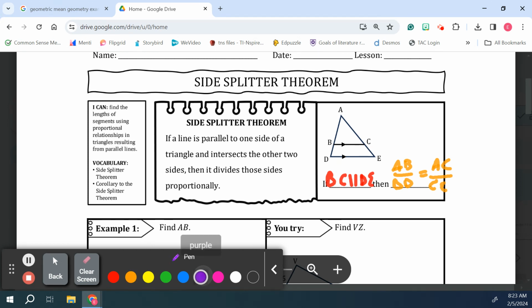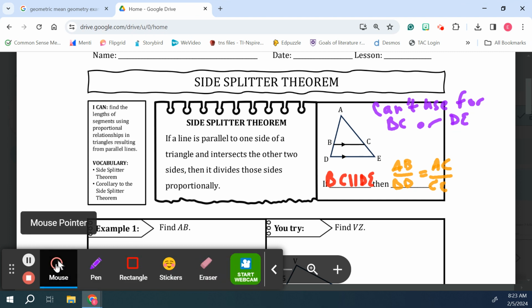Okay, so I'm gonna write that down. Can't use for BC or DE. That's very important. If you have to solve for BC or DE, you have to go back to your proportional relationships, like the two similar triangle thing where you would do ABC with ADE. Okay? Questions on that one?